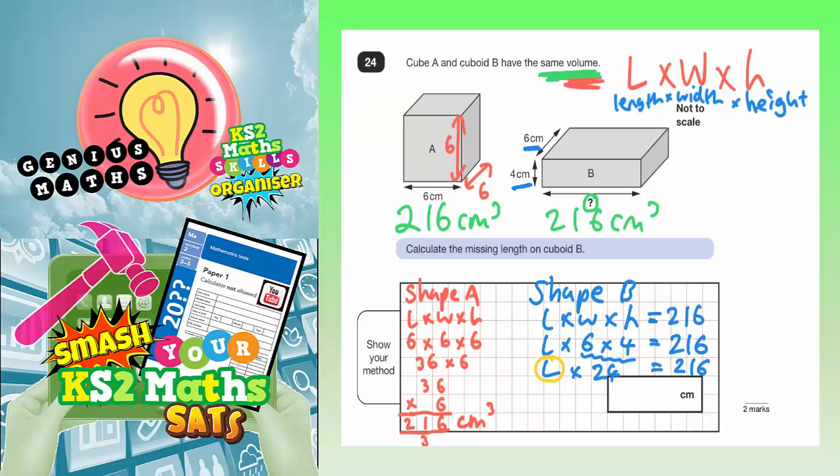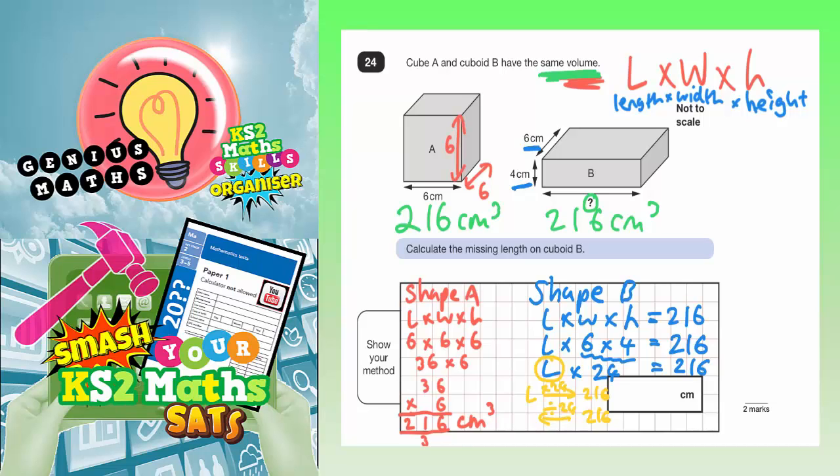So if we can work in reverse, L times 24 is 216. To get what L is, we're going to need to work in reverse and divide by 24. So 216 divided by 24 will give us whatever L is. So 216 divided by 24.